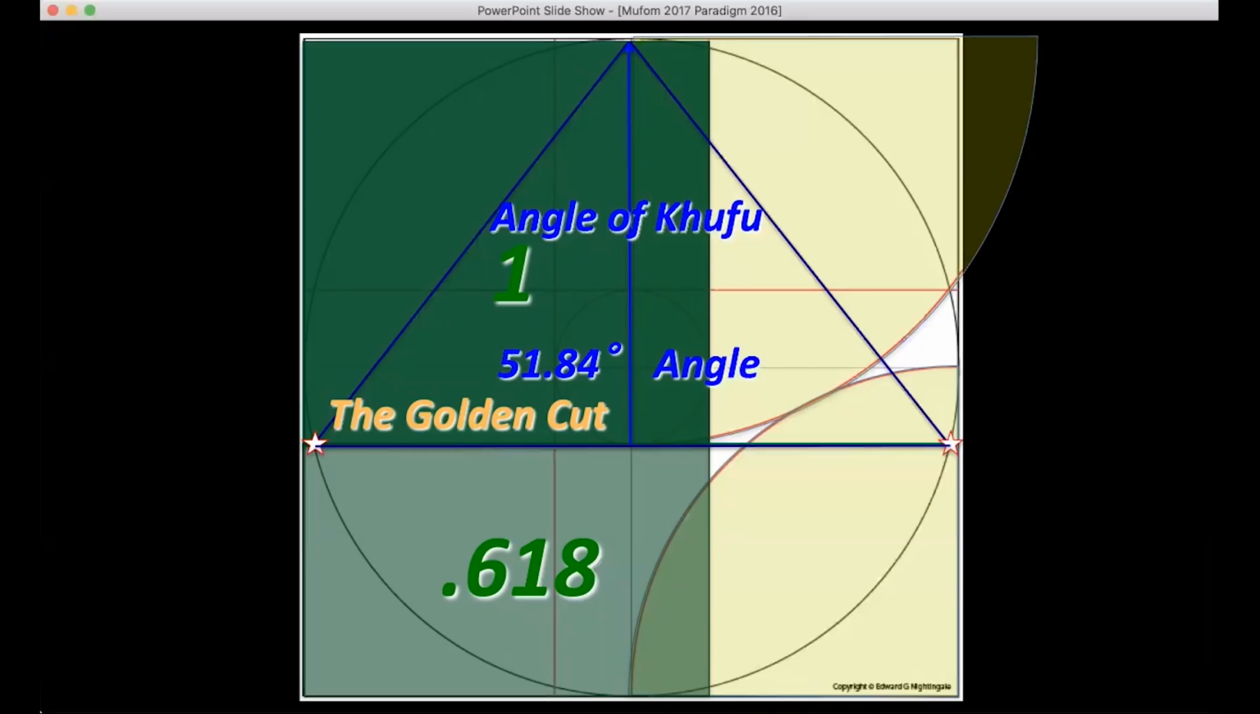Basically, you take a compass and you make two simple curves inside this square and then bam, you've got it. It's very easy to do, you can see. And now you've got the phi ratio.